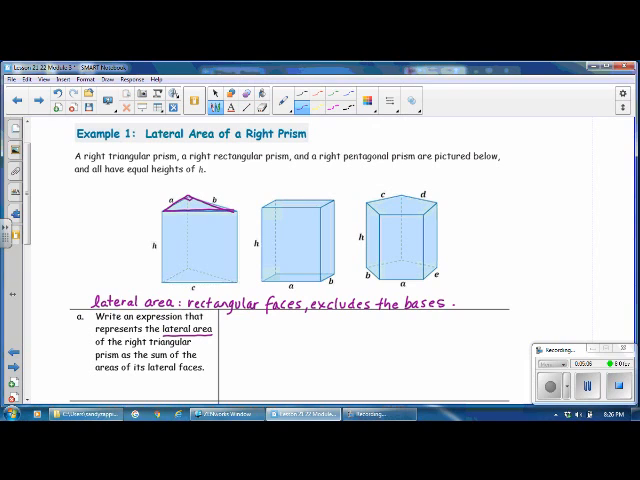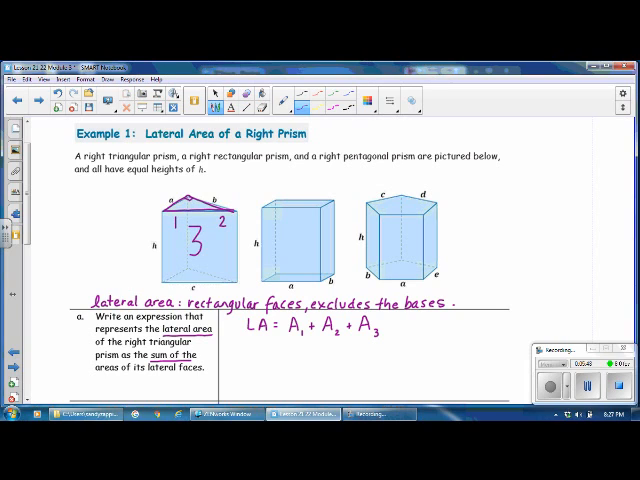So we want to describe the lateral area as the sum of its lateral faces. The lateral faces are rectangles. Let's start with a strategy. We'll call LA the lateral area. We're going to find the area of the first rectangle on the left. Then we'll find the area of the rectangle, we'll call that number 2, on the right. Finally, we'll find the area of rectangle 3 in the front. So we'll call that the area of rectangle 1 plus the area of rectangle 2 plus the area of rectangle 3.